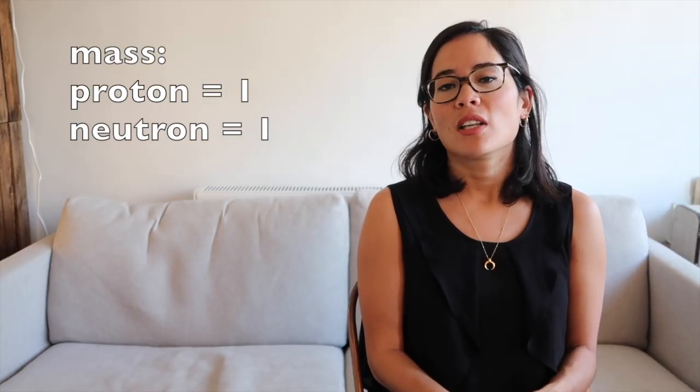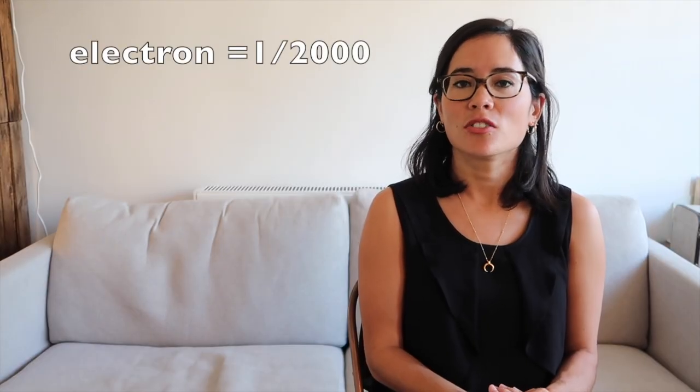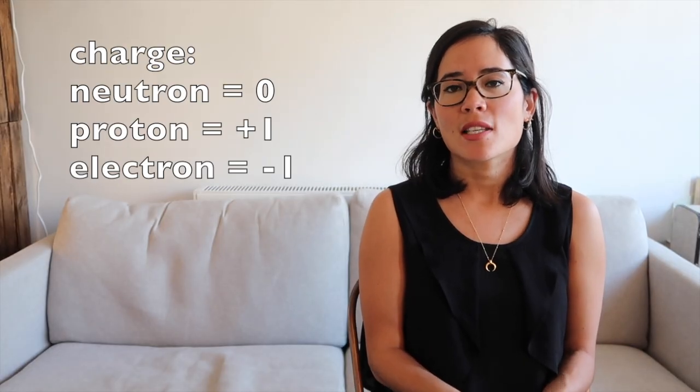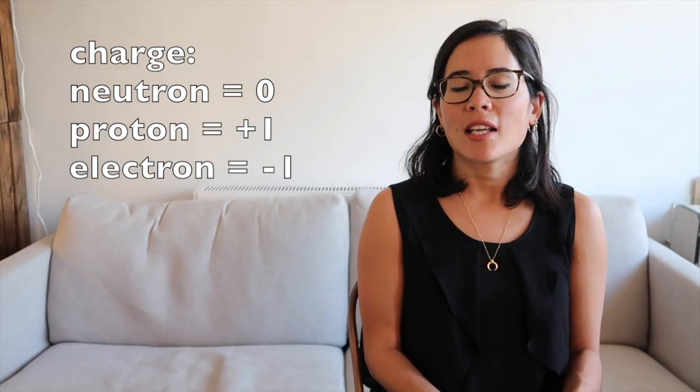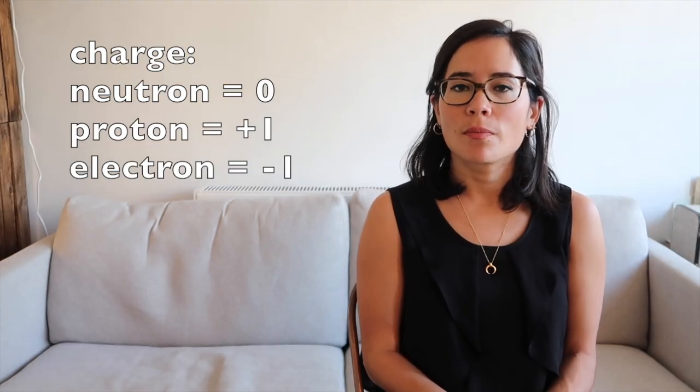So just to remind ourselves that the mass of a neutron and a proton is 1. A mass of an electron is very small, so 1 divided by 2000 or 1800, depends what your teachers taught you. And that the neutrons, because they're neutral, have no charge. Protons have a positive 1 charge and electrons have a negative 1 charge.